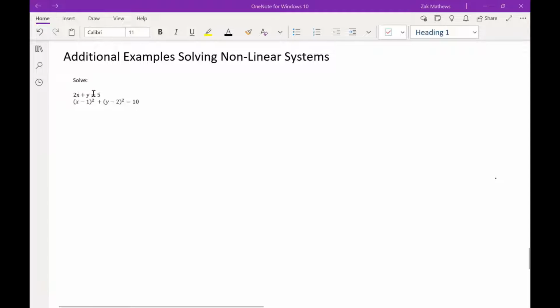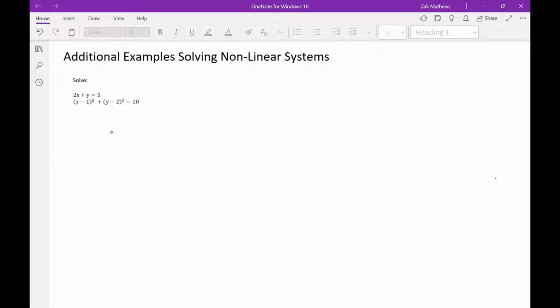The first one is a linear equation. The second one, we have a circle. So if we think about crossing a circle and a line, we could have up to two solutions. Of course, it could end up being that there's zero reals, or that we have just one, the tangent line where it just brushes off the side of the circle.